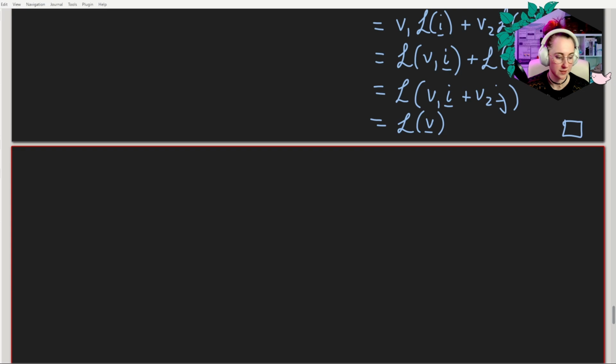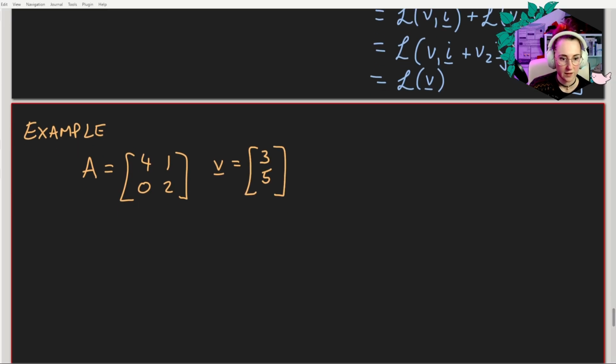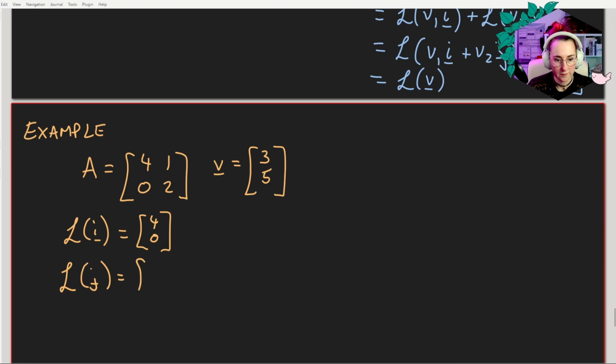So let's do an example of this, and then we're going to go back into Desmos and see if I get my answers right. Okay, so I'm going to take the matrix A as (4, 1, 0, 2), and I'm going to take my vector V as (3, 5). So I have claimed that I can just read out the columns here: (4, 0), (1, 2). I really want to use round brackets. And we can do it both ways.